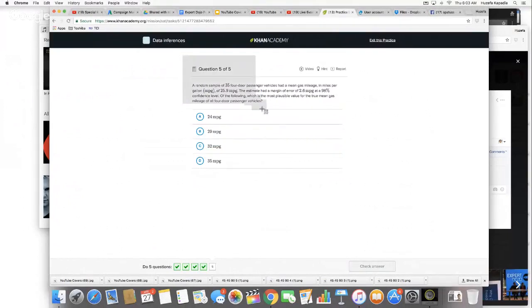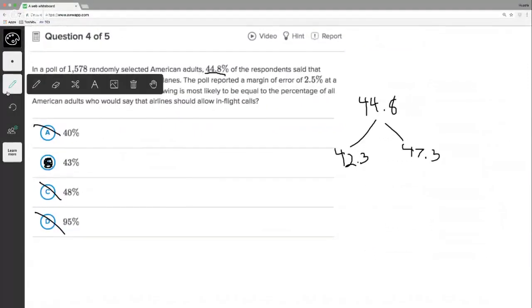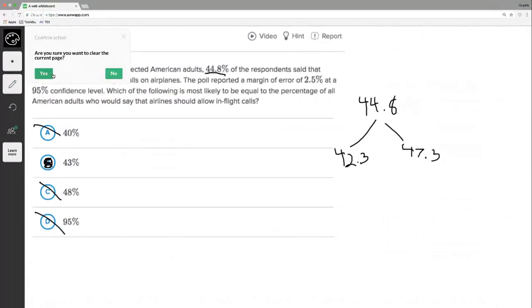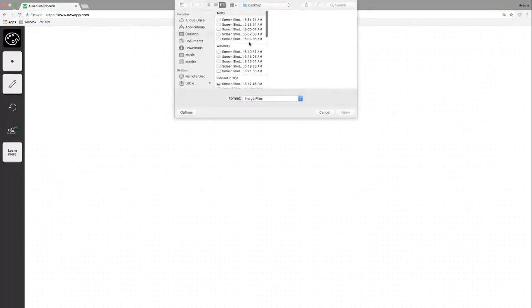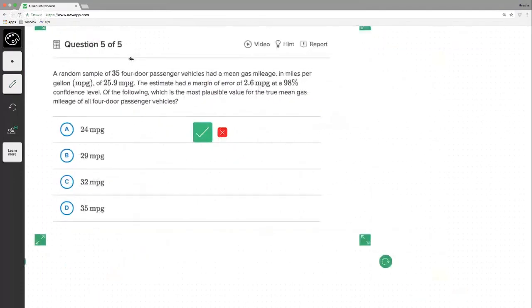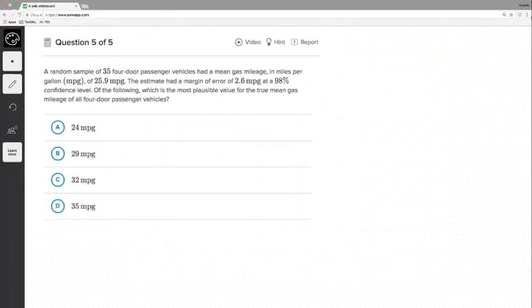Last one. Ladies and gentlemen. Last but not least. Here we go. Question 5. A random sample of 35 four-door passenger vehicles had a mean gas mileage in miles per gallon of 25.9. The estimate had a margin of error of 2.6 miles per gallon at a 98% confidence level.